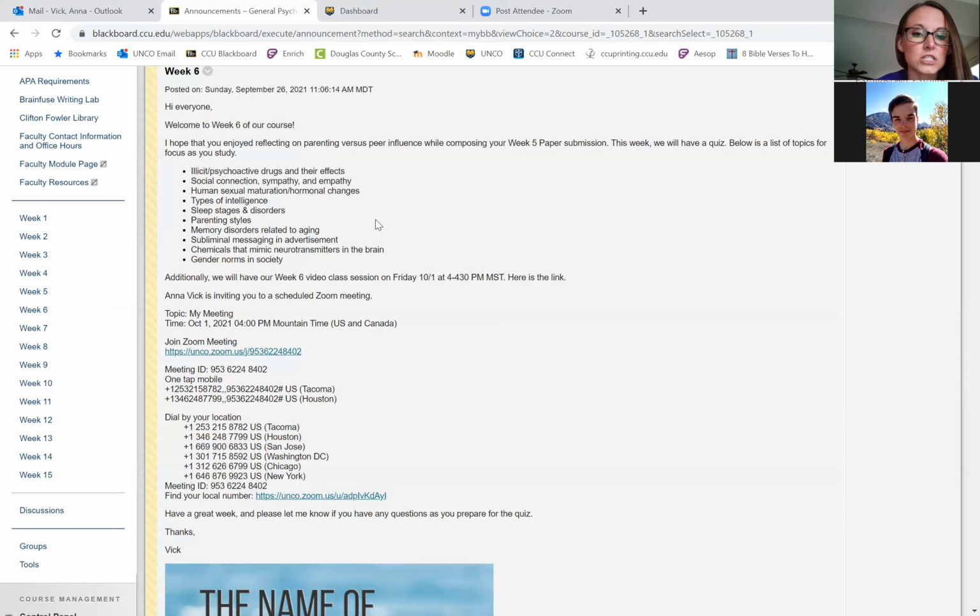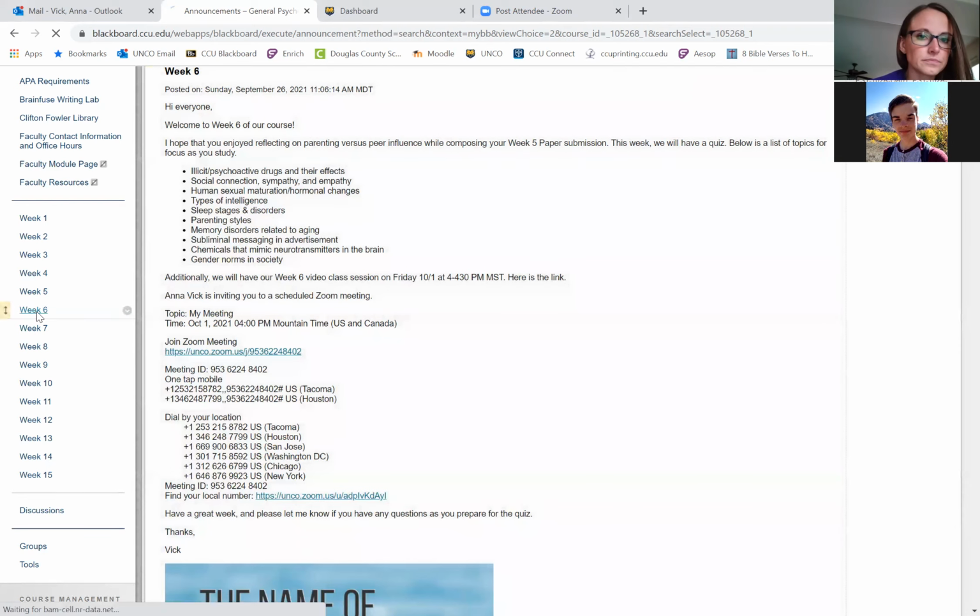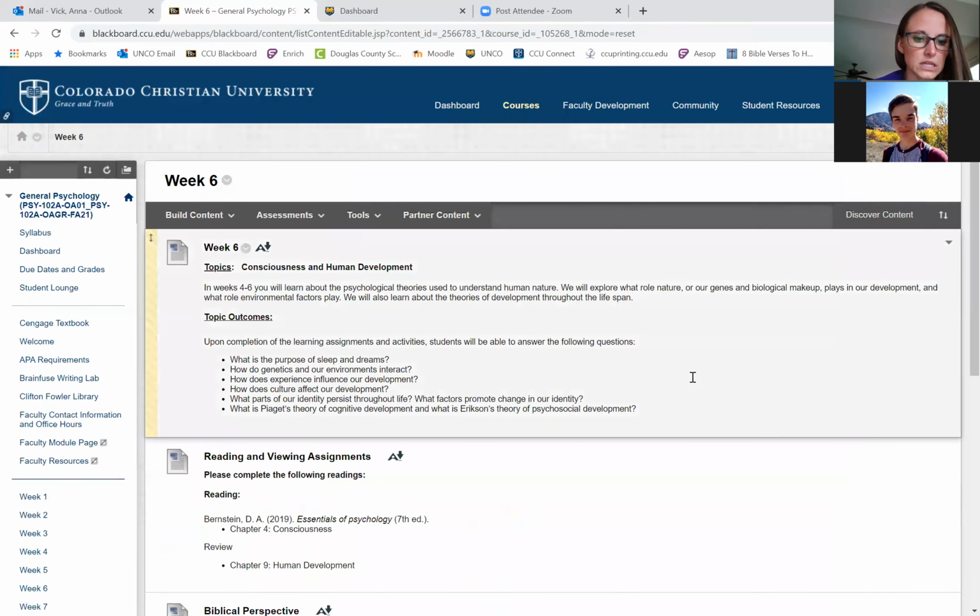Human sexual maturation and hormonal changes. So think about menopause, for instance, anything that you run into in the text that relates to those hormonal processes for humans as they grow. And that'll be in the chapters that we're focused on for the quiz in particular.